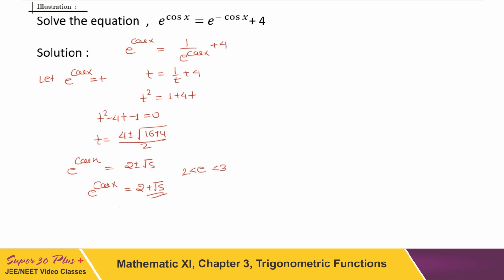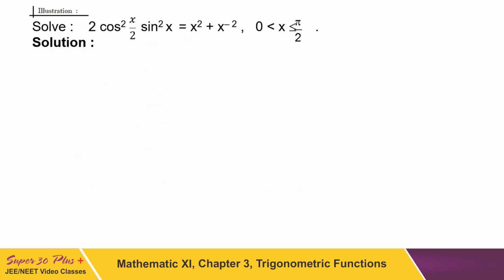Taking log on both sides, we can write cos x is equal to log of 2 plus root 5, that is greater than 1. We can see cos x greater than 1. It is impossible. So there is no solution of this equation. Means the equation has no solution. Students, let's see one more example.